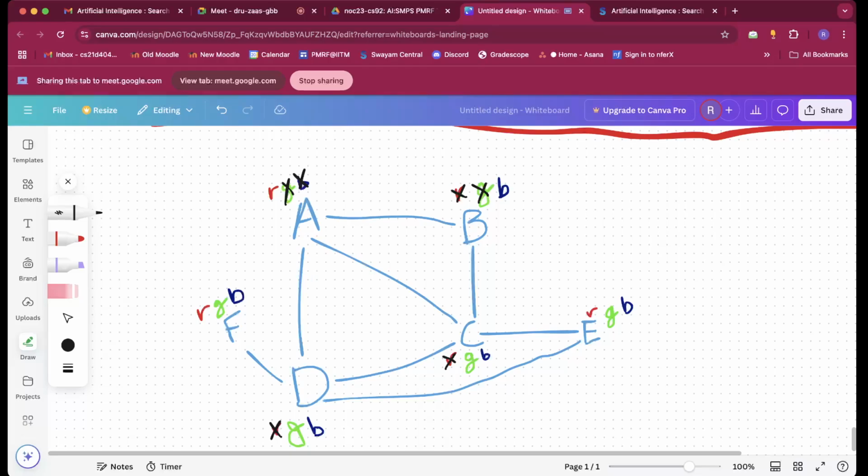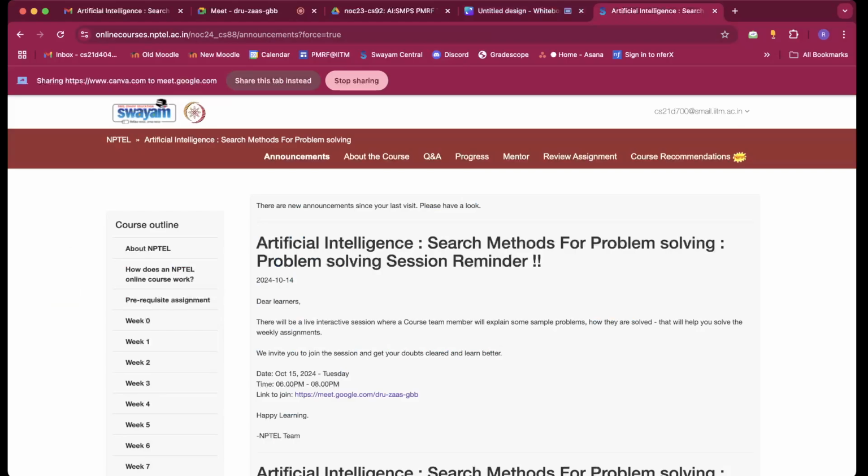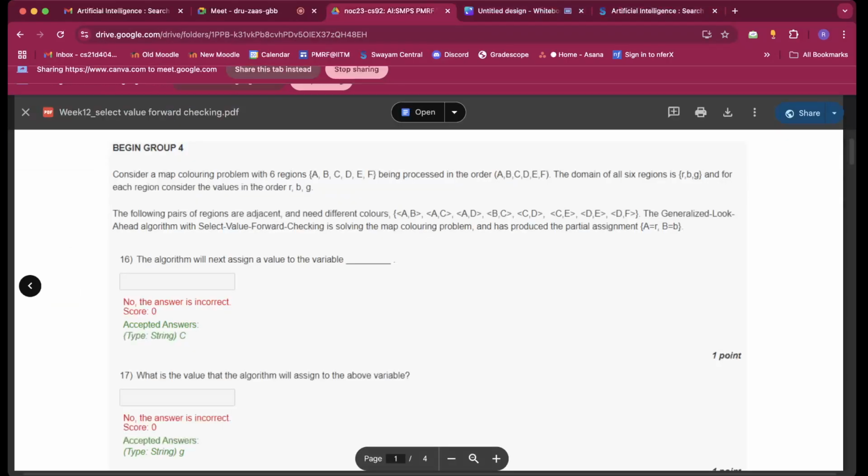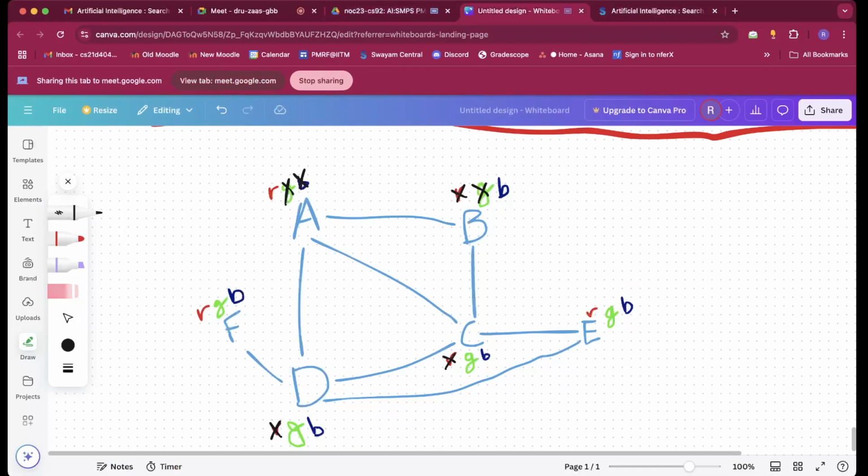Now the order which was given to us was that next B will be assigned a color, which is also given to us. After B, C will be assigned a color, right? Because B is assigned the color blue, anything that is adjacent to B cannot be assigned blue, right? So because C is adjacent to B, we cannot assign blue to C.